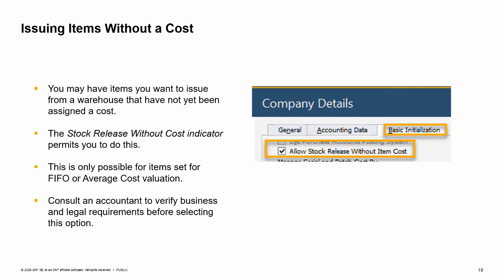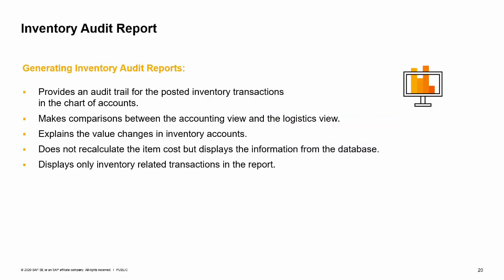A useful report for companies using perpetual inventory is the Inventory Audit Report. This report provides an audit trail for the posted inventory transactions in the chart of accounts. You can use this report to make comparisons between the accounting view, inventory balance accounts, and the logistics view, inventory value displayed by the audit report. The report explains the value changes in inventory accounts.